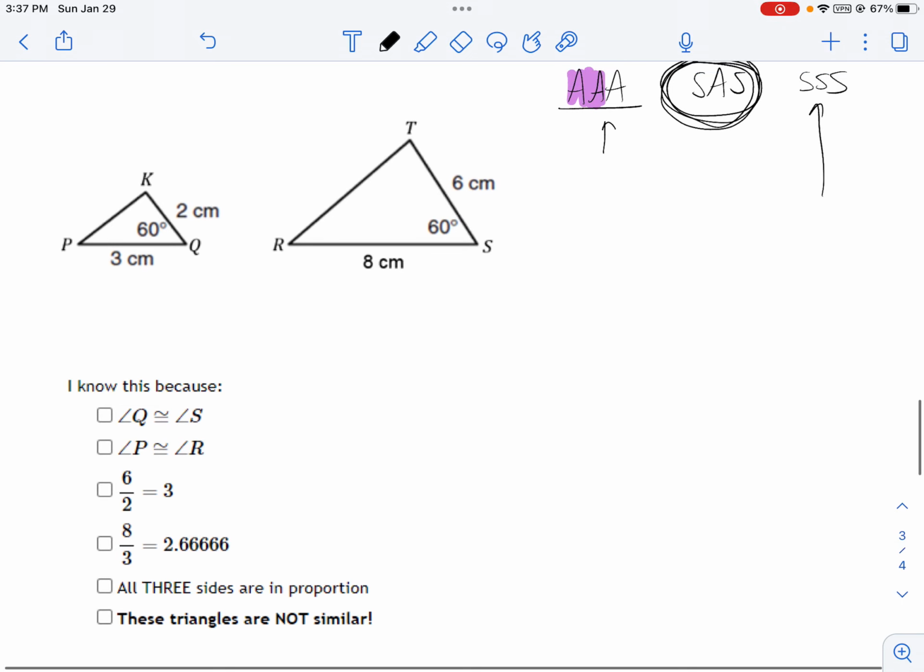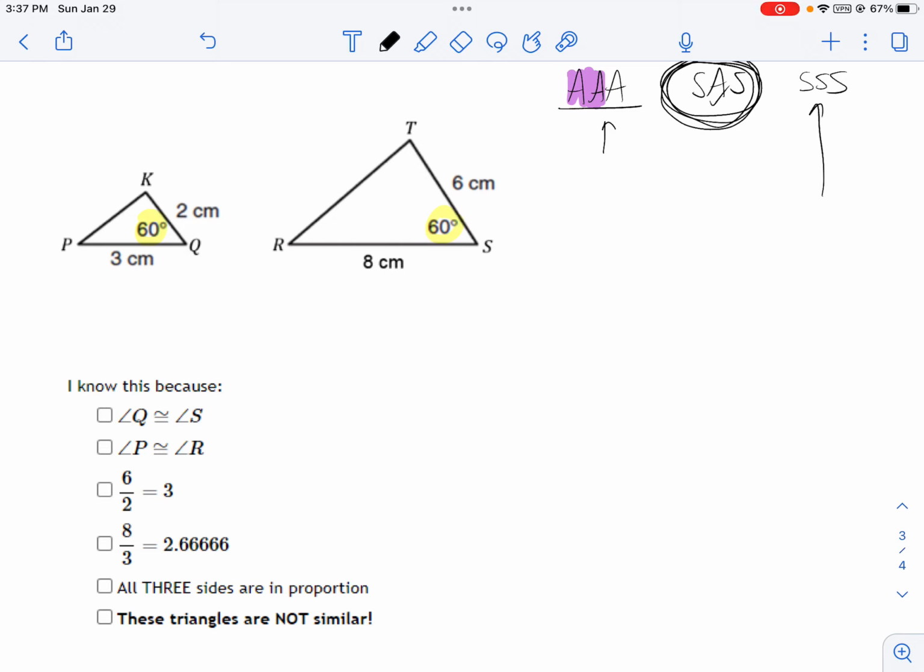Alrighty, so let's look into this one. First off, we need to determine: are these similar triangles? To do that, first double check your angles. They're congruent, they're both 60, so we know the A in side, angle, side is going to work. Now we need to make sure your sides are proportional. That is the definition of similar triangles. You have to have proportional sides and congruent angles.